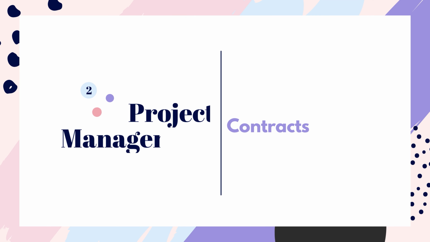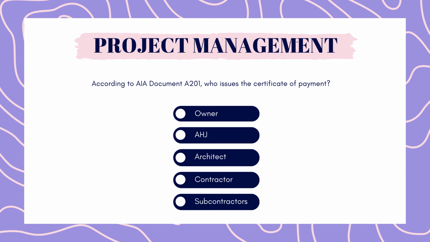Next up is project management. According to AIA document A201, who issues the certificate of payment? Owner, AHJ, architect, contractor, or subcontractors? Pause here to answer.